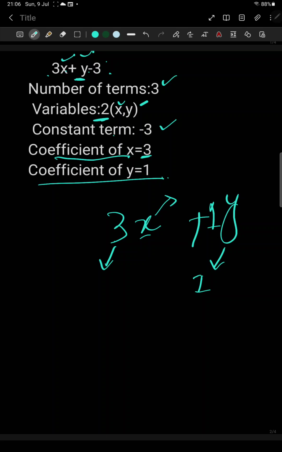In this way, this algebraic expression has 3 terms. Its variables are 2, x and y. Its constant term is minus 3. Its total number of terms is 3: 2 are with variables and 1 is only constant. Coefficient of x will be 3 and coefficient of y will be 1.